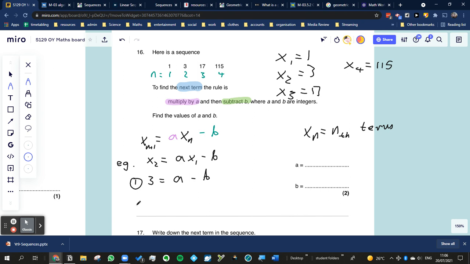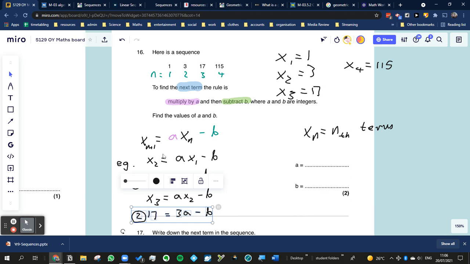So the next one that we can do is x3 is equal to a multiplied by x2 minus b. Again, I'm just using this general formula to sub these in. This time we know that x3 is 17. So 17 is equal to a multiplied by 3. Let's put the numbers up on the left. So 3a minus b again. And now we have a second equation. With these two equations, we can solve the problem.